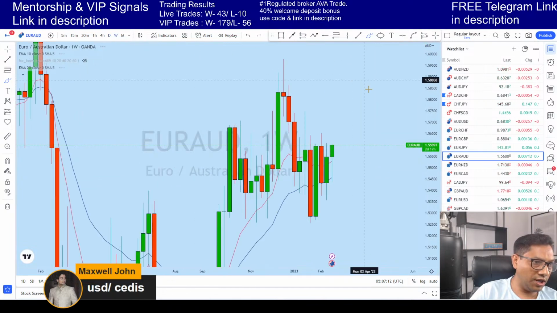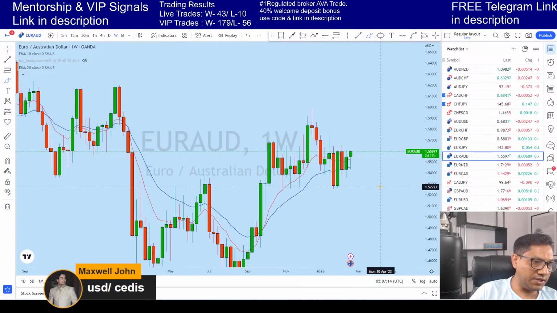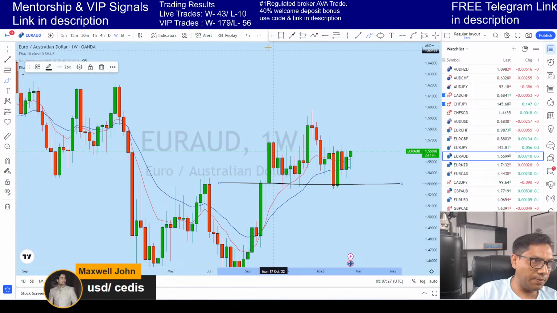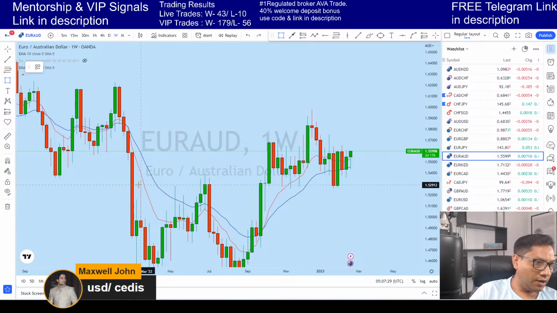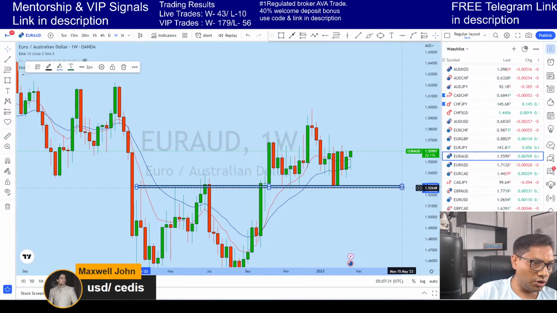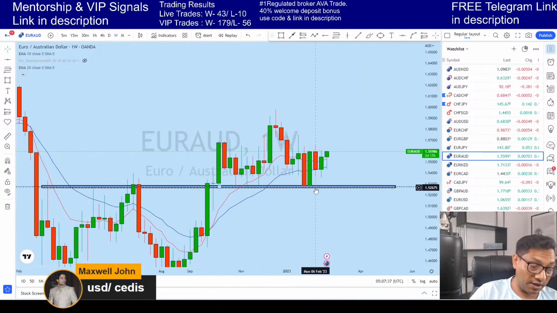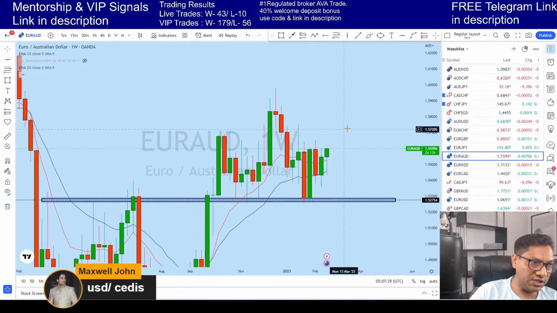If we look at the weekly, we see that this market had a strong movement down and has come to this level where there is big support here. From that support we saw that EuroAUD came down, grabbed liquidity, and now we see this market is breaking up.